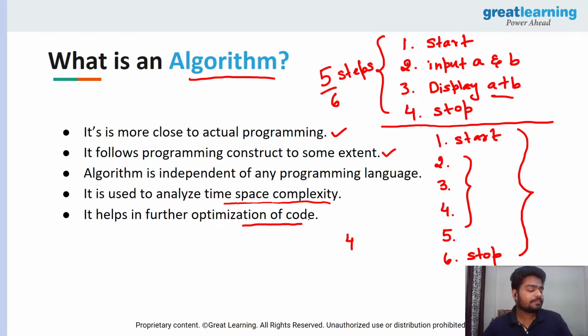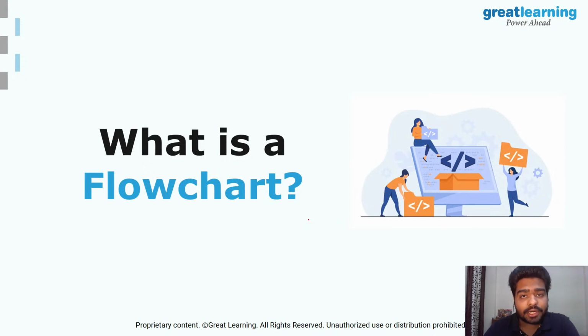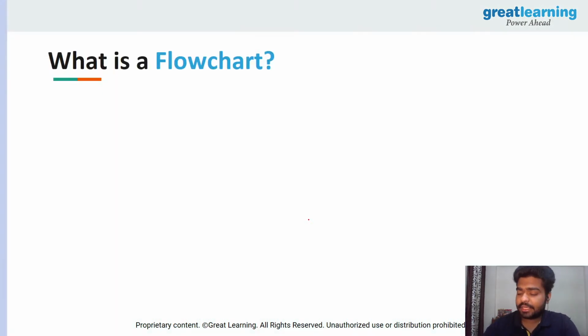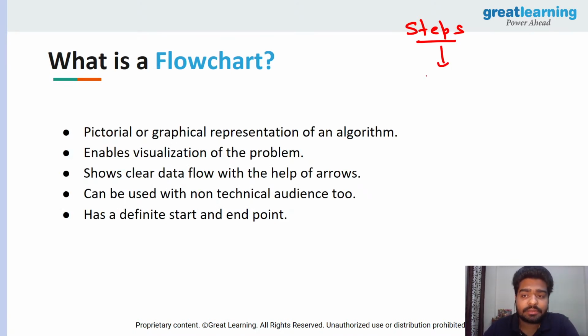Perfect. Let's move to the next one. Algorithm we have already seen. Let's move to the flowchart. Why do we need a flowchart? Now see, we have written the steps, right? Till now, what have you seen? We have seen how to write the steps. Now we have to do it in a pictorial representation, so that it will be easy for you to work on any problem.